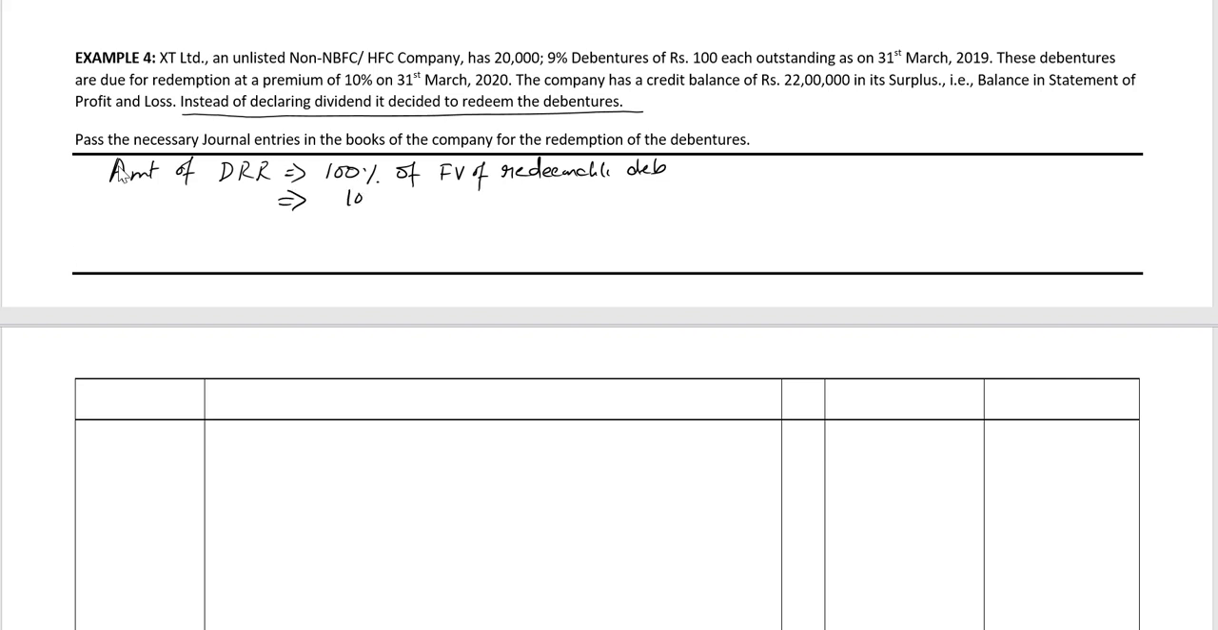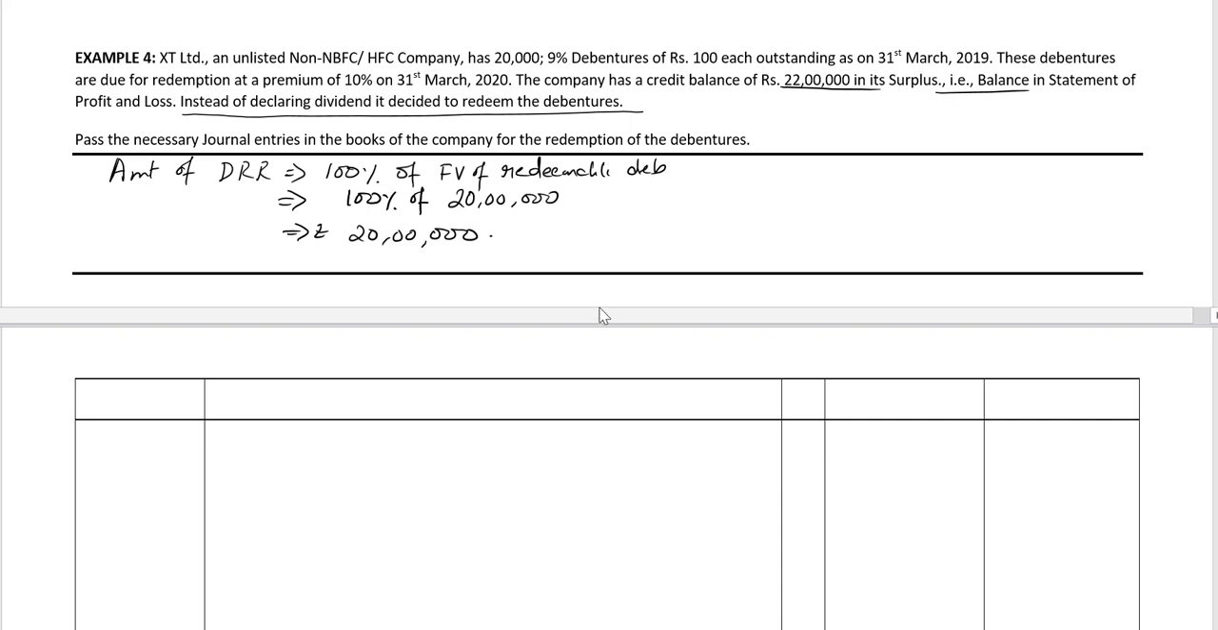And in this case, 100% of the face value is 20,000 multiplied by 100 each, which comes up to rupees 20 lakh. So the amount of DRR to be created is 20 lakh rupees. There is enough balance. There is a balance of 22 lakh rupees in the surplus. So we can transfer rupees 20 lakh from the surplus to the DRR.